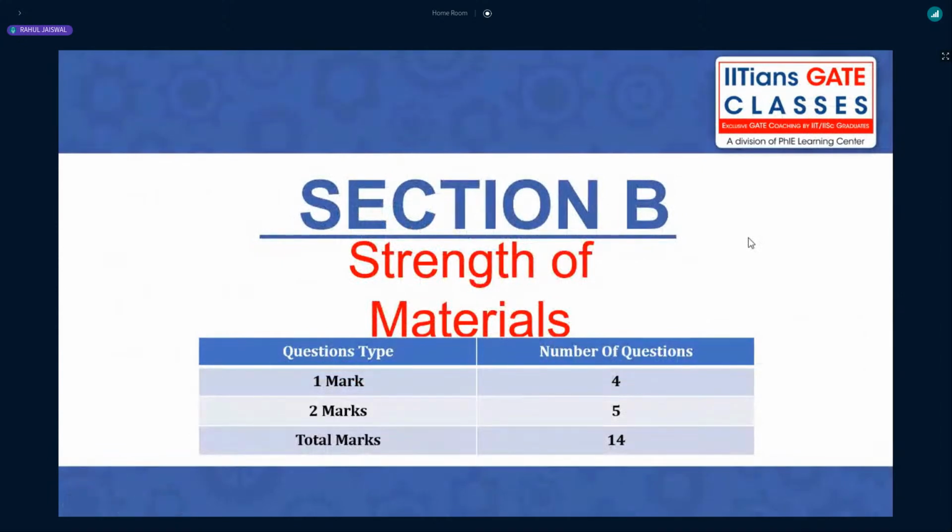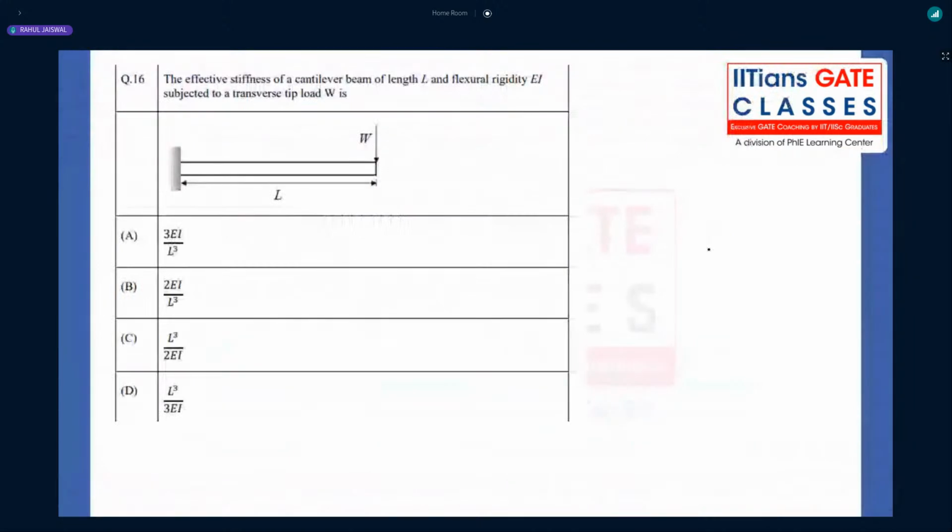As you can see, this year we will be having a weightage of around 14 marks. Four questions were of 1 mark and 5 questions were of 2 marks, so a total of 9 questions were asked in this particular 2023 paper. Now, moving on to the first question we would like to take here.